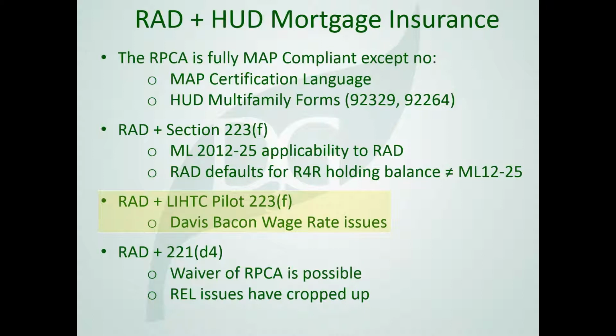If we decide to do RAD with a LIHTC pilot project, and this is the LIHTC pilot under 223(f), it's very possible. One of the great advantages of the LIHTC 223(f) process is sheer speed of transaction. If you have LIHTCs, you can go with the 223(f) for a fast commitment, as long as we're not spending greater than $40,000 per door in rehabilitation expenses.